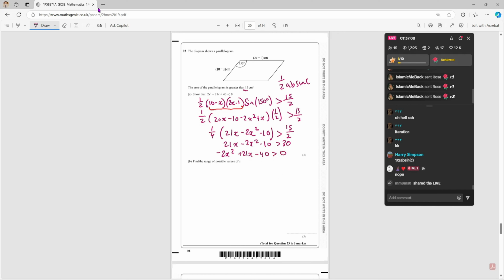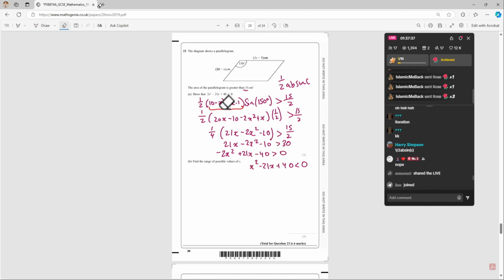Last thing we have to do, we have to switch the sign. When you switch the sign, you're going to have positive 2x squared minus 21x plus 40, which is less than 0. So basically, when you switch the sign, you have to switch every single operation to the opposite, and that's how you would do it. Okay. It's a long process, but you will get to the end.